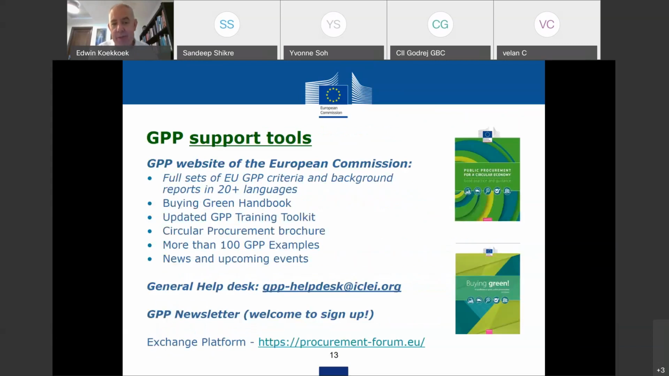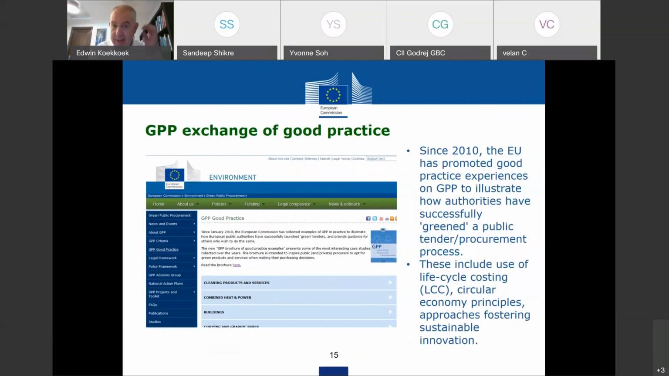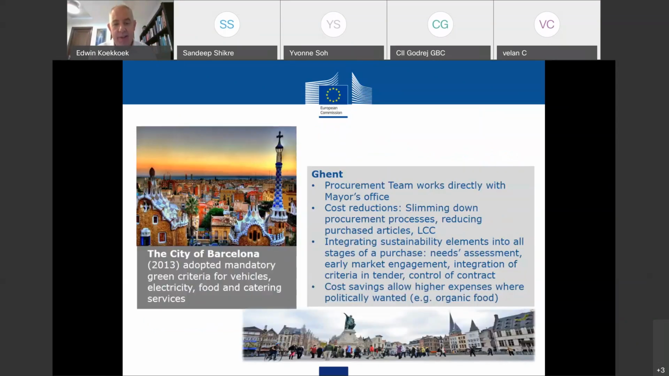The European Commission on its website provides all kinds of support tools for public procurements, which might also be interesting for authorities outside of the European Union, including also a handbook on buying green, with practical examples drawn from contracting authorities across the EU member states. Actually, this exchange of good practices, as we are also doing today in this webinar, is considered by the EU and by the EU member states one of the key tools to strengthen green public procurement. So explaining to each other how we do things and learning from each other's best practices is considered a very valuable tool.